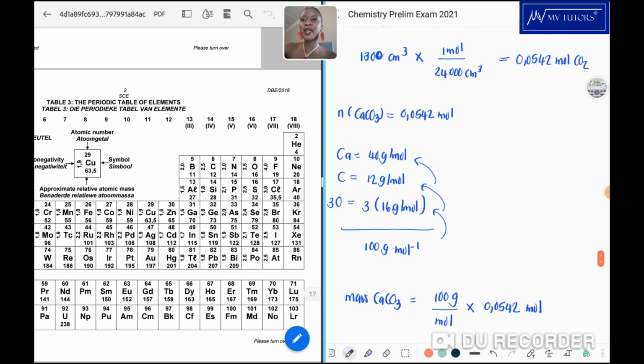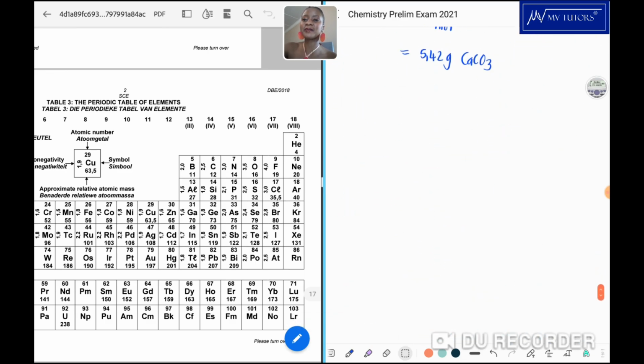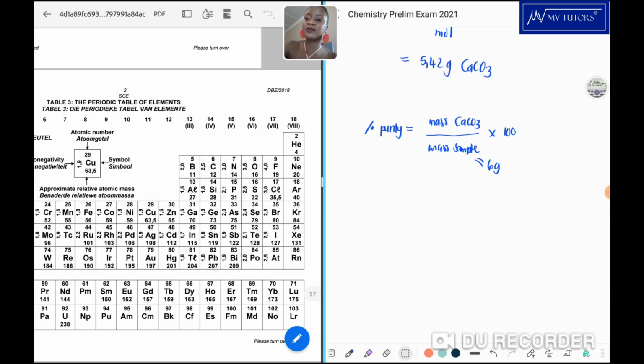All right, guys, then we can go back and now we can calculate the percent purity. Okay, so copy that, take it below. So percent purity is basically going to be equal to the mass of calcium carbonate, which is 5,42. Wow, there's actually a lot of calcium carbonate in here. And then we have 6 grams, right? The mass of the sample. And then we multiply it by 100.